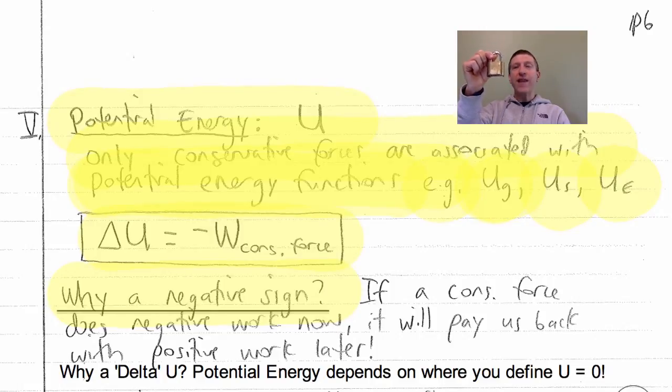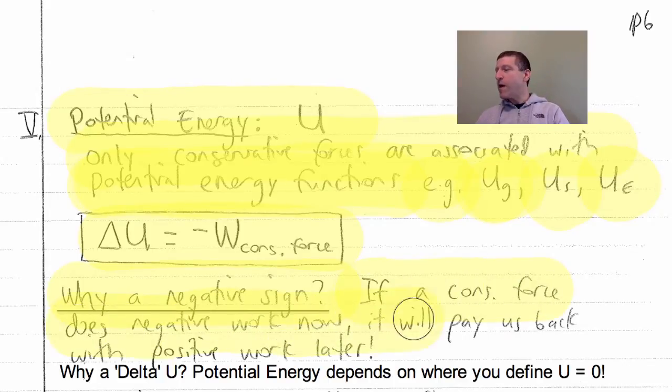That means that when I let this thing go, gravity will do positive work. I get paid back. Gravity does negative work when I put it up to here. All I've got to do is let this go, and gravity will do positive work on the way back. In summary, if a conservative force does negative work now, it'll pay us back with positive work later.